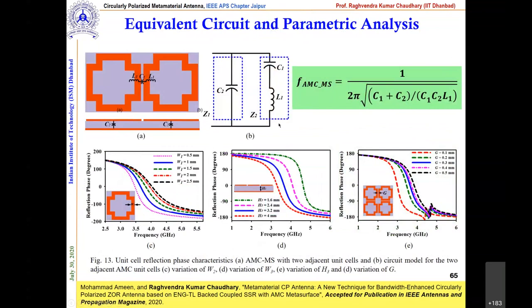Further, we tried to validate its circuit parameters and all things, because we know there is a well established theory for AMC. So this is actually an LC resonator, you can say, and this LC resonator cavity is backing your antenna.